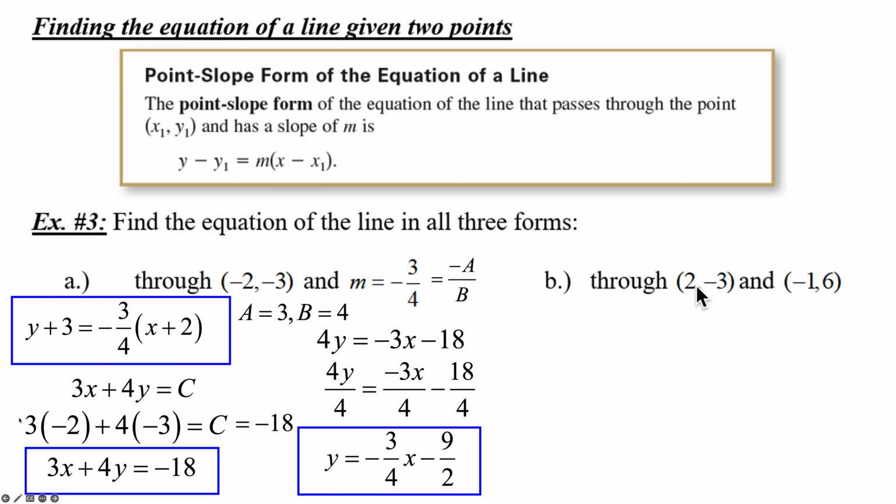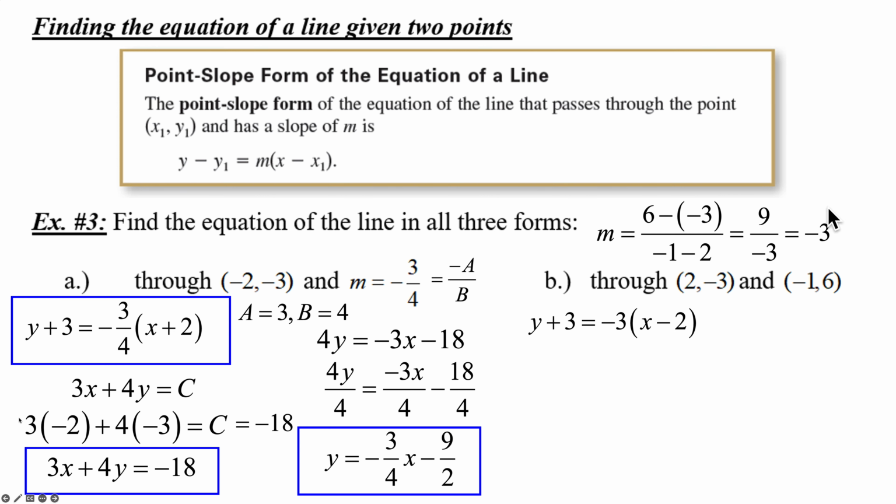Next, B. Oh, now we have to go find the slope first. Okay, 6 minus negative 3, that's 9. Negative 1 minus 2 is negative 3. There's my slope, negative 3. Pick a point. Doesn't matter which one you use, they're both going to work. I chose the first one. Y minus negative 3 is plus 3 equals my slope, negative 3 times x minus 2.